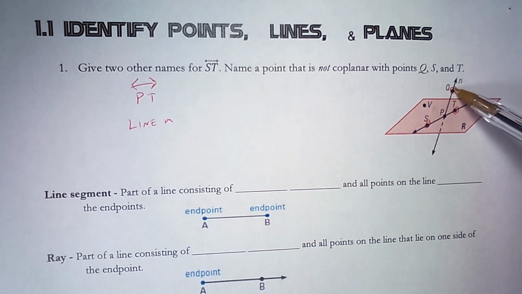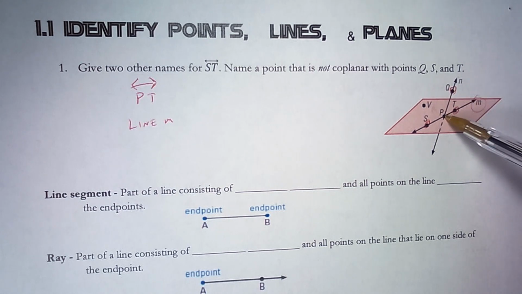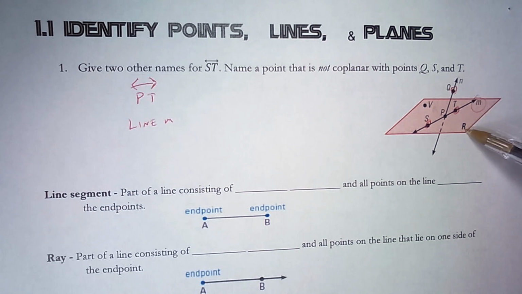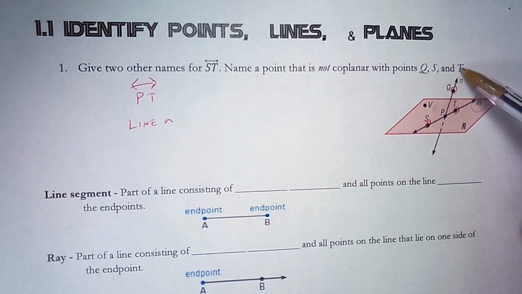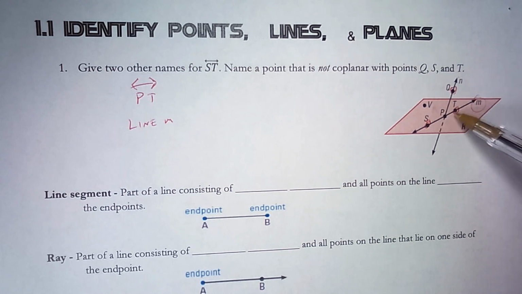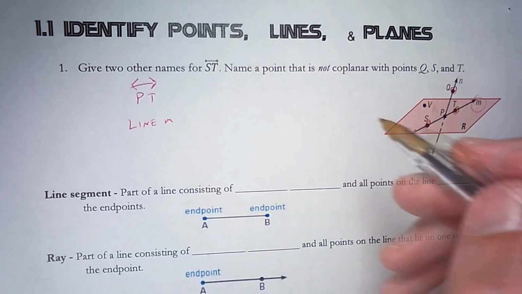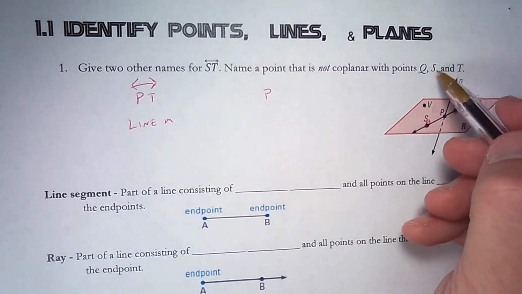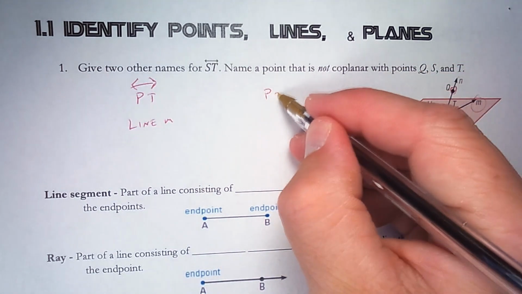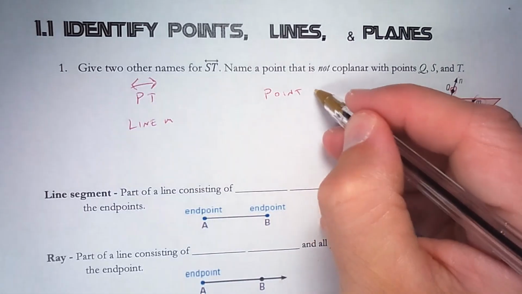Now, that plane would definitely touch point P. R and M aren't even points. N isn't a point. So I know that this vertical plane that I can't really see here, I have to kind of envision it in my mind, would touch Q, S, T, and P, but it would not touch point V. So a point not coplanar with Q, S, and T is point V.